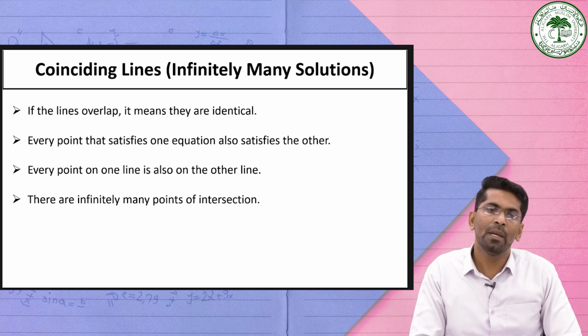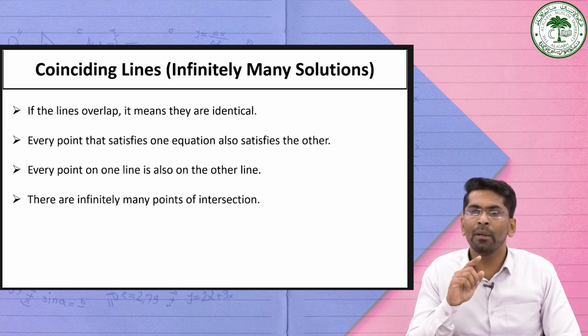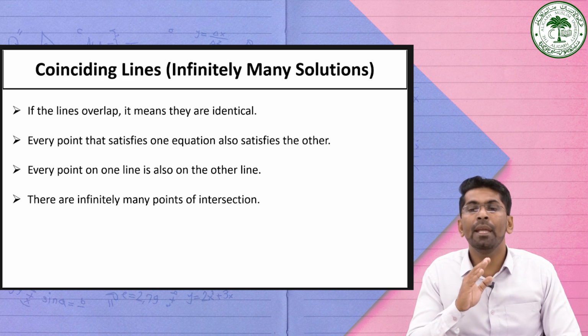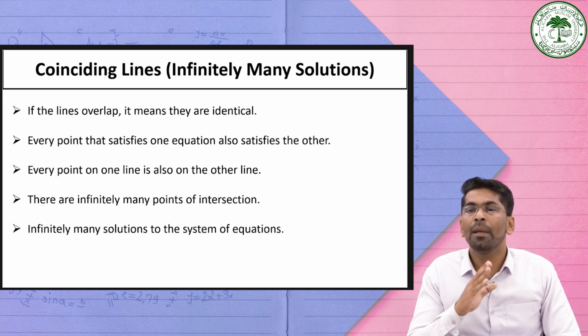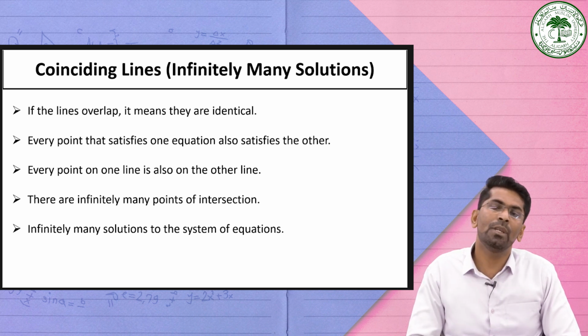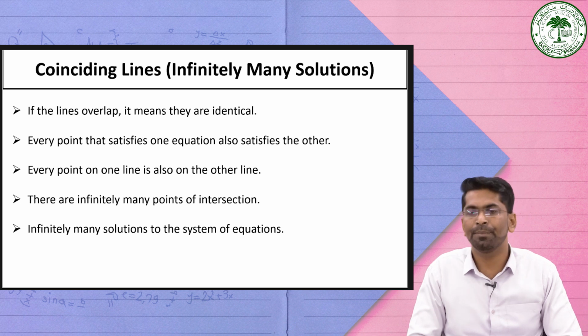So if the lines are overlapping, we have infinitely many points of intersection, meaning that there are infinitely many solutions. If there are infinitely many points of intersection, then we have infinitely many solutions to the system of equations. So infinitely many solutions exist in the case of two overlapping lines.